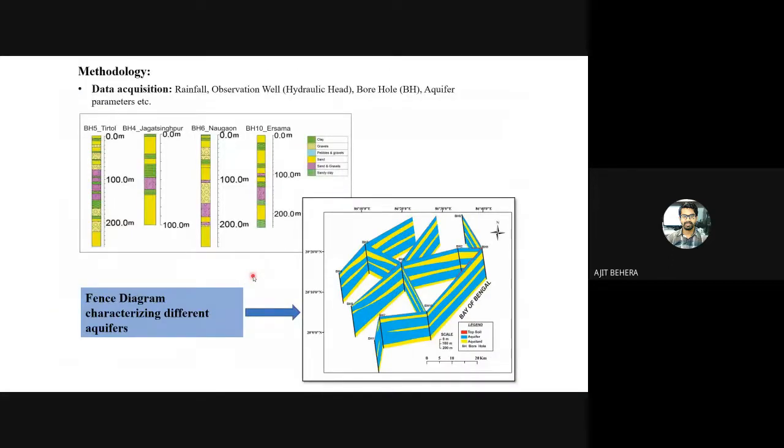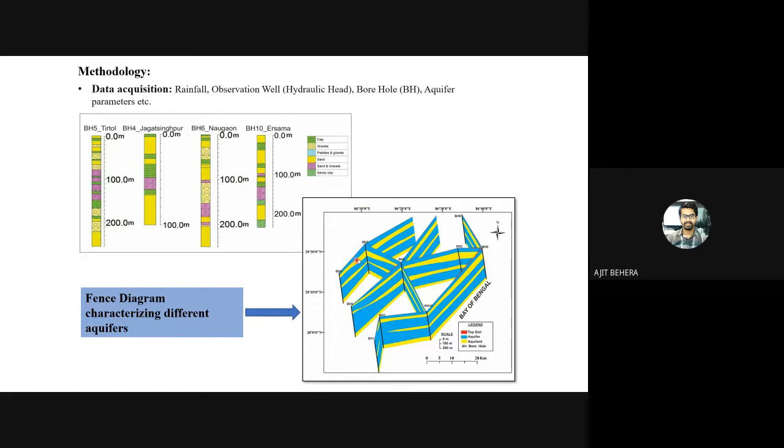Then, data acquisition. So what type of data we generally need to build this model? That is rainfall data, observation well or hydraulic head data, borehole data and aquifer parameters. Here we can say these are the different lithologs. In different locations, we have depth-wise lithologs. Based on these lithologs, we prepare some hydrostratigraphy units.